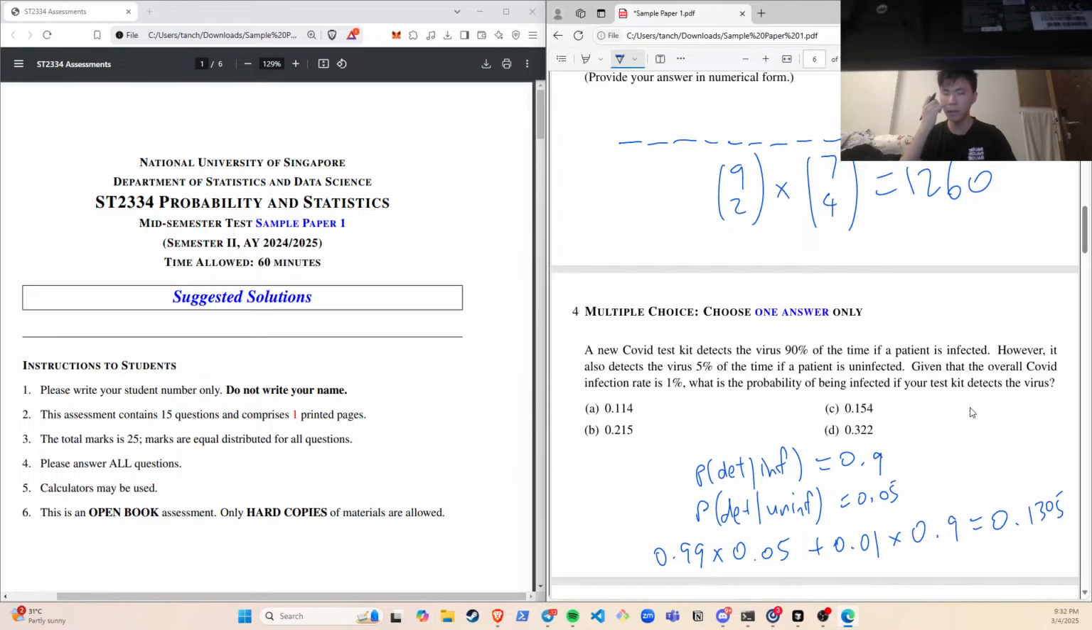And that is probably wrong. Oh wait, no, I made a mistake punching into my calculator. Ah, that's still wrong. Oh wait, what's the probability of being infected if it detects the virus? Sorry, I misread the question. I should definitely not do this in the exam.